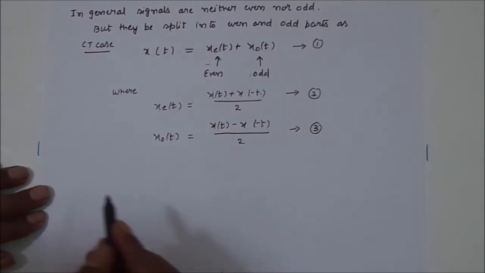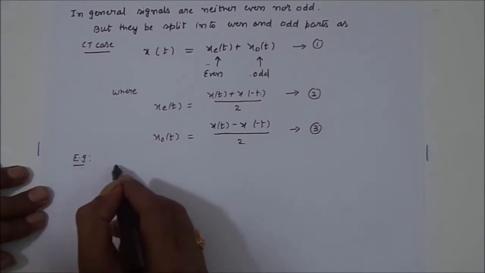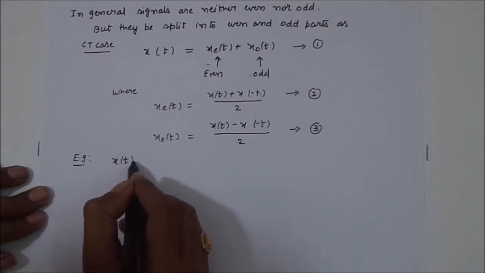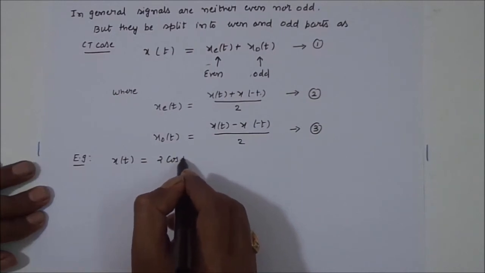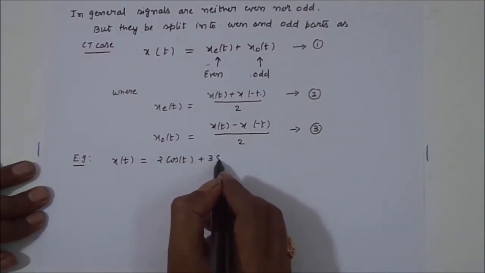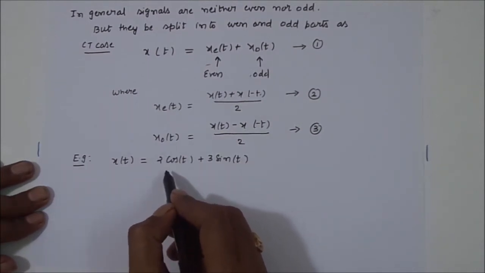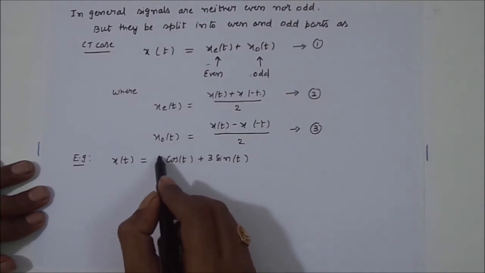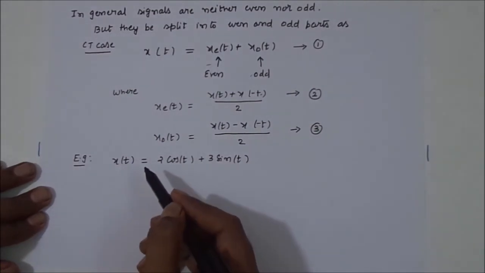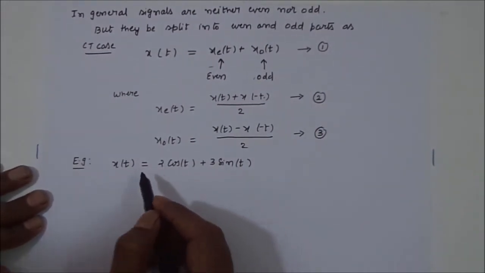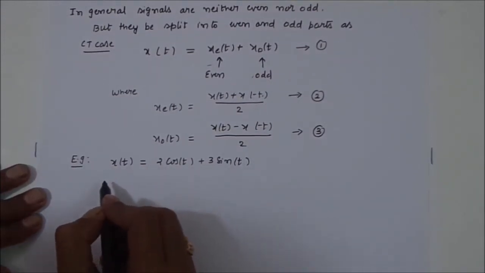We'll take a very basic example to see that. Let us say x of t is equal to 2 cos t plus 3 sin t. By default the signal is neither even nor odd, because we are adding an even signal with an odd signal. So the given signal x of t is neither even nor odd.